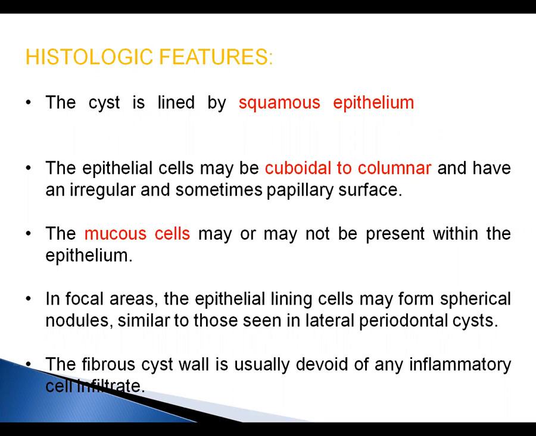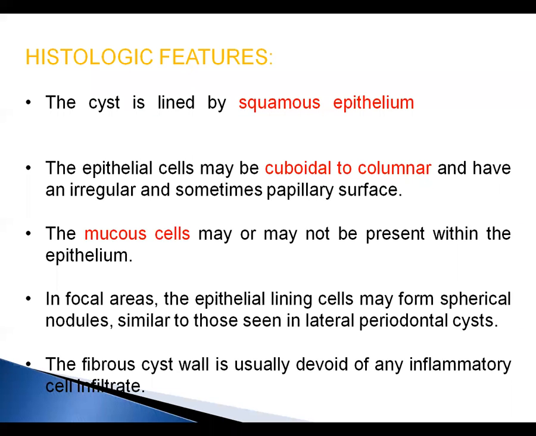The cyst is lined by squamous epithelium. The epithelial cells may be cuboidal to columnar and have an irregular and sometimes papillary surface. Mucous cells may or may not be present within the epithelium. In focal areas, the epithelial lining cells may form spherical nodules similar to those seen in a lateral periodontal cyst. The fibrous wall is usually devoid of any inflammatory cell infiltrate. So its lining is composed of squamous cells, which are cuboidal to columnar and have irregular and sometimes papillary surfaces.